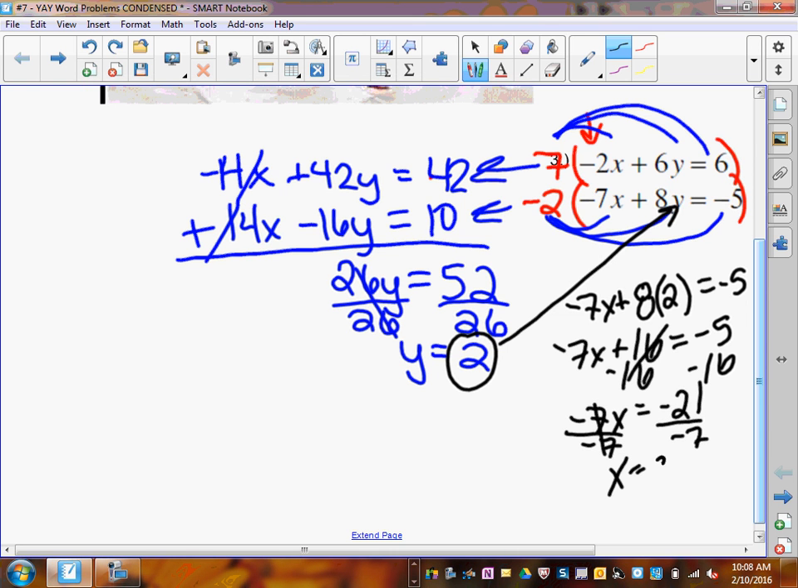Yeah, 3. Am I done though? What do I have to do with that? In the ordered pair form. 3, 2. X comes first, then y. Alright, questions on that? Ivania asked a great question. She said, when we go to solve for x, doesn't matter which equation I use, and it does not. Just use one of your originals.